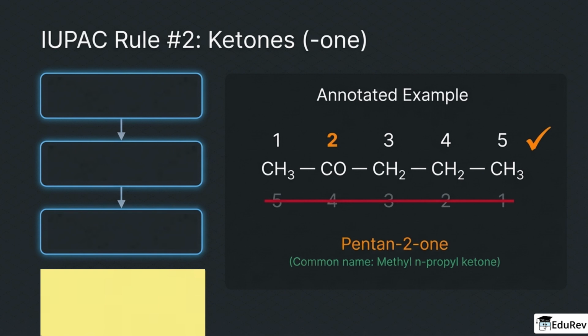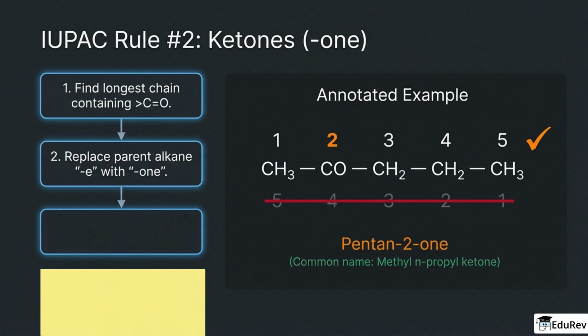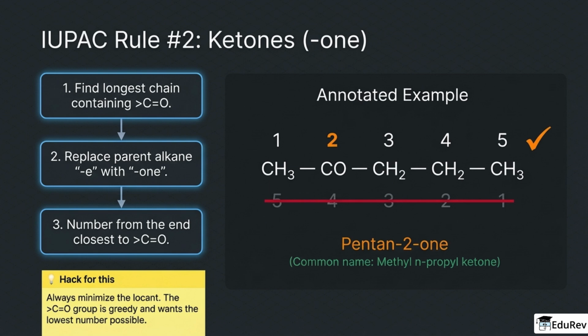Ketones are named by first finding the longest chain containing the carbonyl group, then replacing the -e ending with -one. Unlike aldehydes, ketones are numbered from the end closest to the carbonyl carbon because the position of the carbonyl must get the lowest possible number. The example given is pentan-2-one, also called methyl n-propyl ketone. Here's a trap you need to be aware of. Always minimize the locant. The carbonyl group wants the lowest number possible.